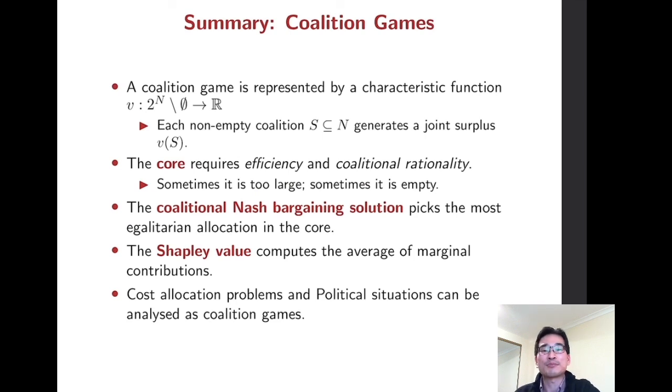So here is a summary of coalition games. A coalition game is represented by a characteristic function, and each coalition generates a certain amount of surplus, V of S. And the core requires efficiency and coalition rationality. It's a good property, but sometimes it's too large, and sometimes it's empty. So that's the problem. So we want to pick one of the allocations in the core. So one good way is using the coalition Nash bargaining solution. It picks the most egalitarian allocation in the core.